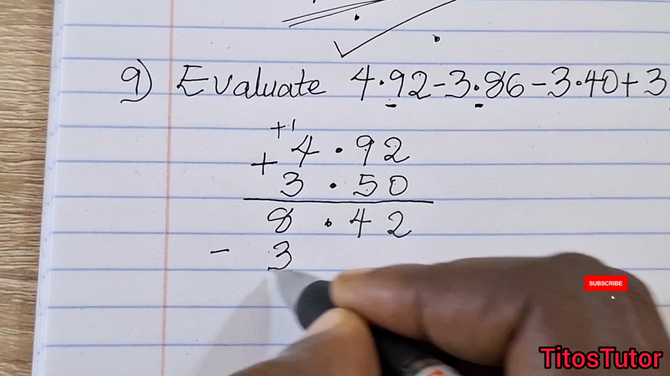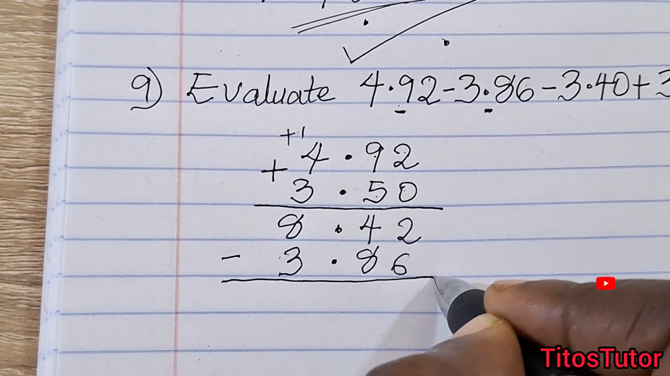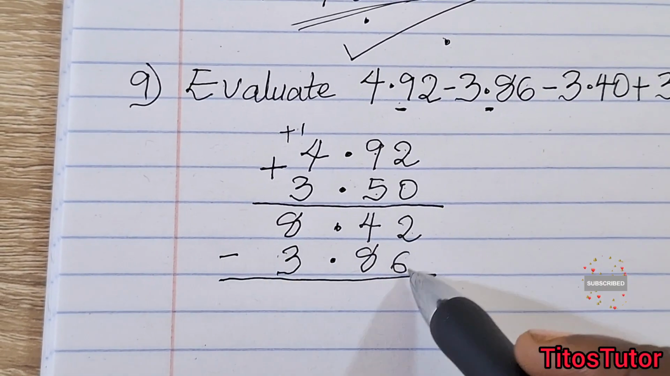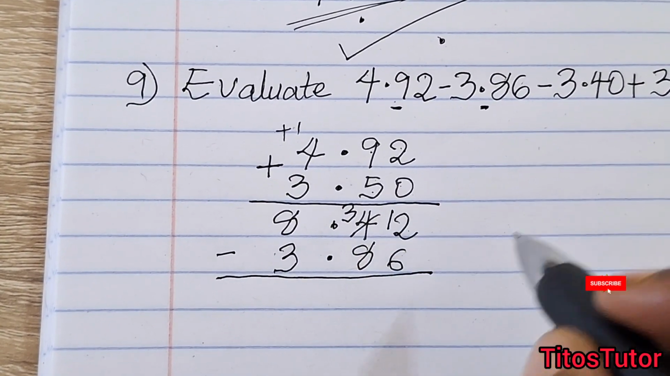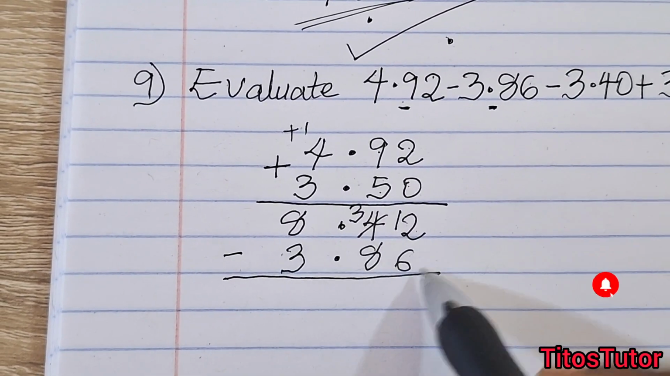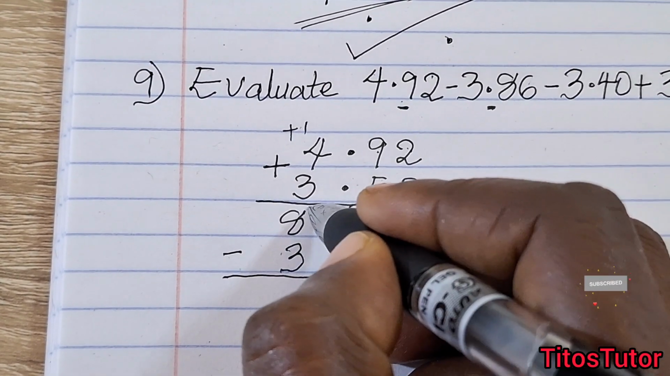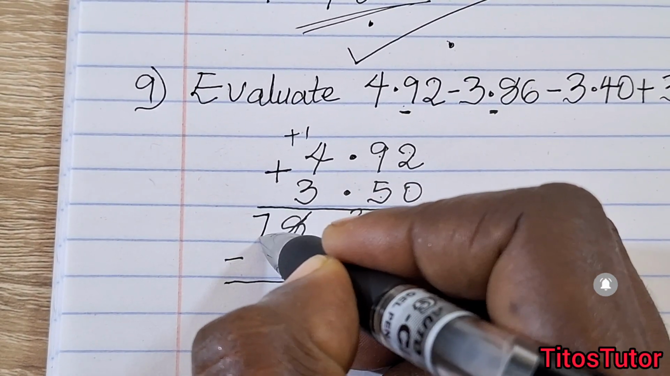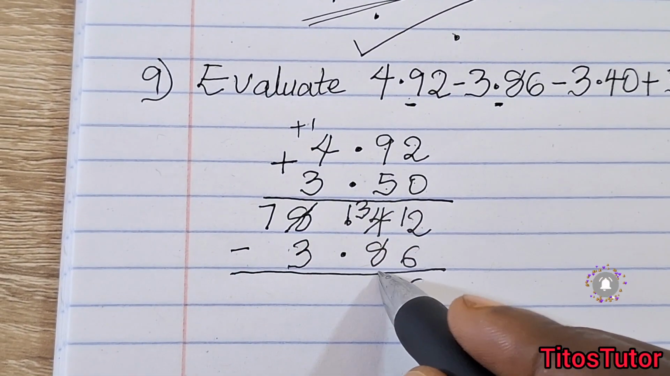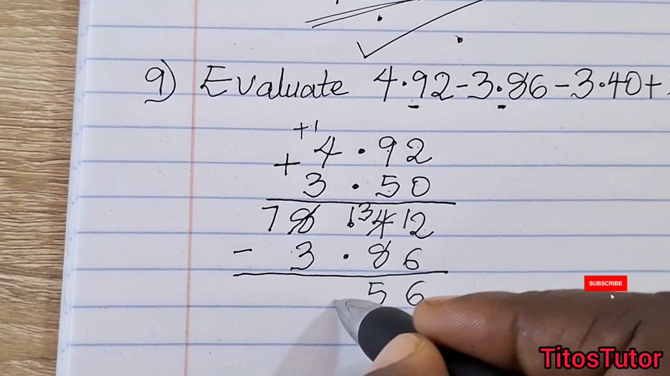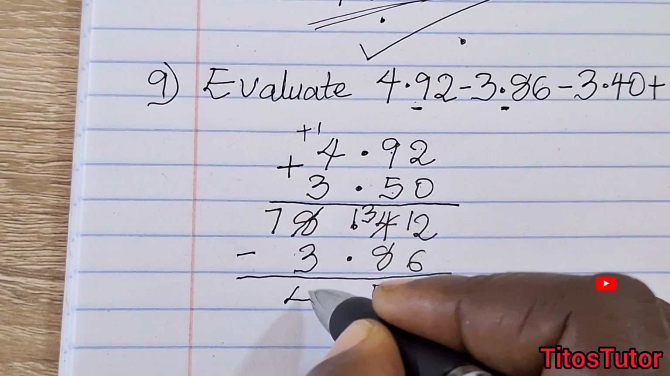Now I'm going to subtract this. Minus 3.86, your decimal points must align. 2 minus 6 isn't possible. I'm going to borrow a 1 from here. I'm left with 3. I put that 1 here. It makes 12. 12 minus 6 is 6. And 3 minus 8 isn't possible. I come to this 8 to borrow a 1. I'm left with 7. I put the 1 here. It becomes 13. 13 minus 8 is 5. My decimal point must align. 7 minus 3 is 4.